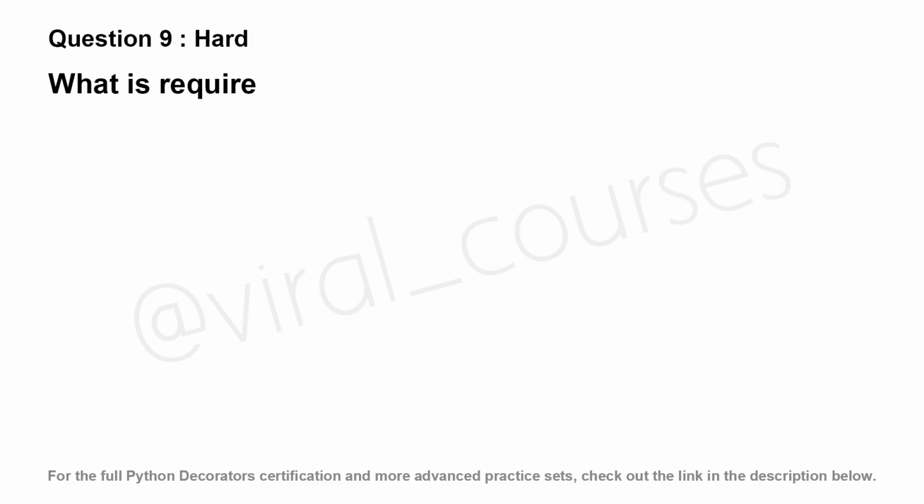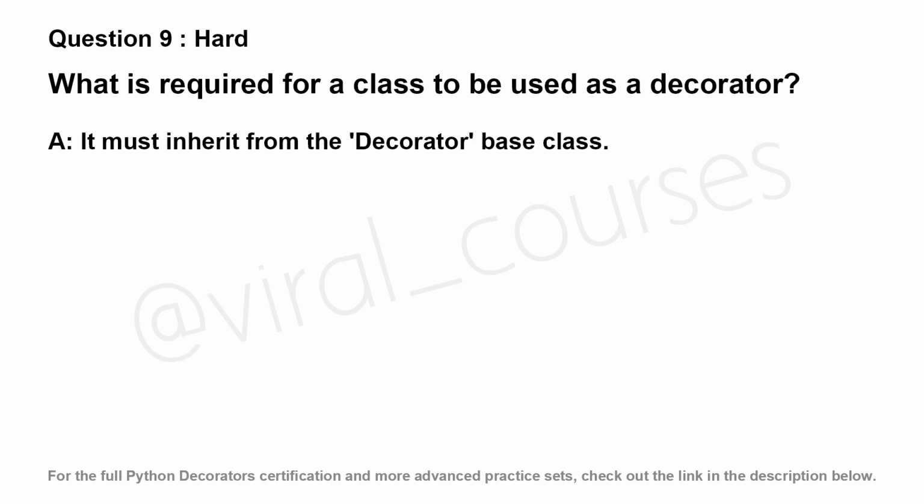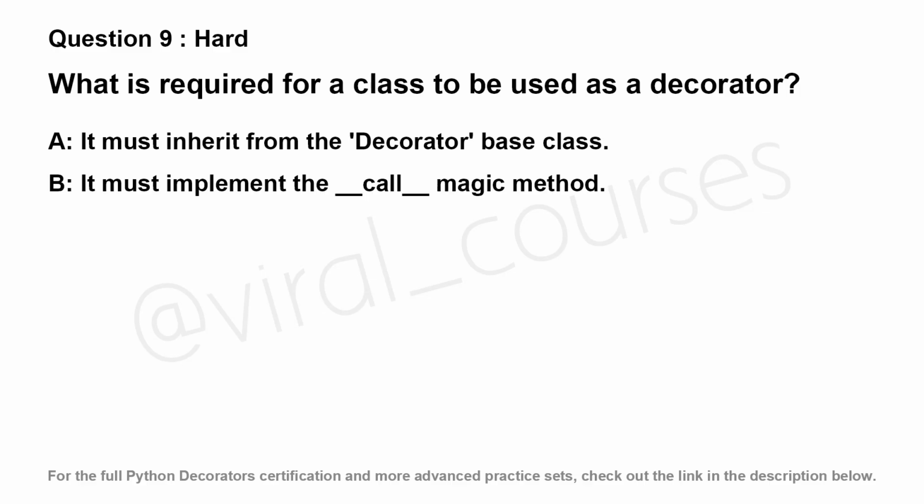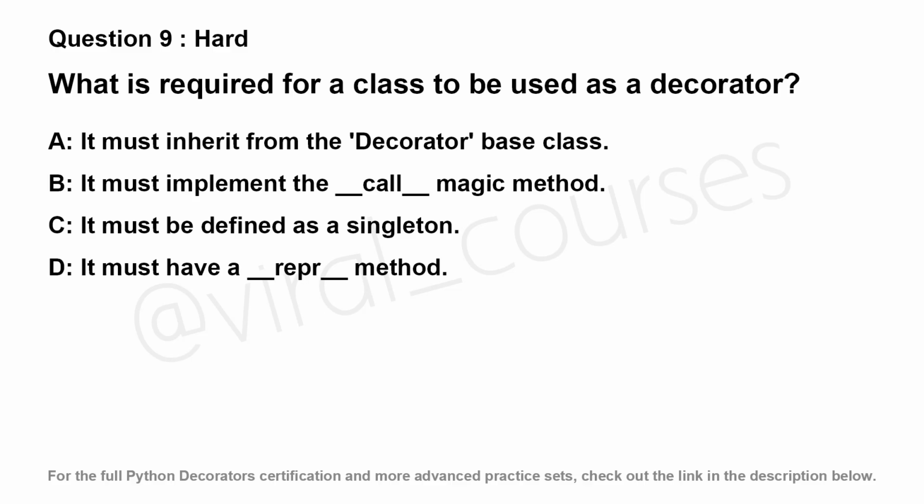What is required for a class to be used as a decorator? Option A. It must inherit from the decorator base class. Option B. It must implement the __call__ magic method. Option C. It must be defined as a singleton. Option D. It must have a __repr__ method.